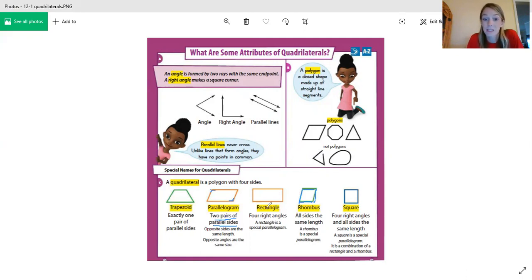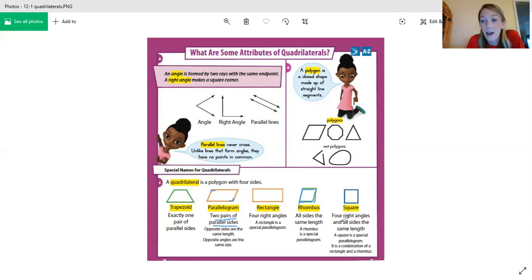No, because a rectangle has to have 4 right angles. Does a rhombus have 4 right angles? Nope, it doesn't, okay? A square has to have 4 right angles. Okay, that reminds me of something else we just learned about. A rectangle has to have 4 right angles, so keep that in mind.